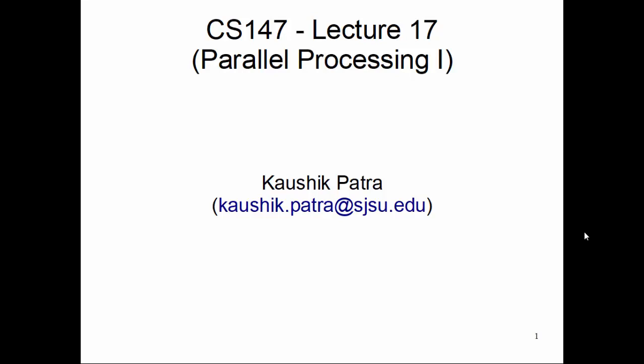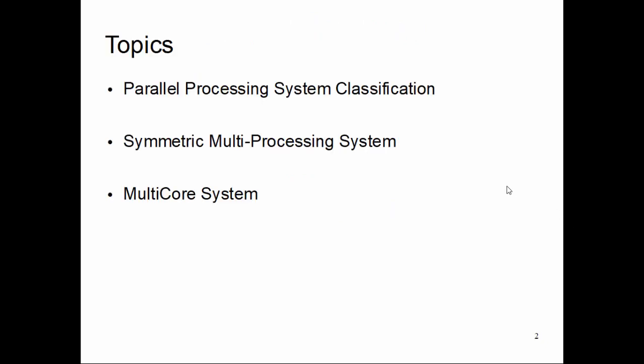This is lecture 17 of CS147 Computer Architecture Study. This lecture and next lecture will be talking about parallel processing systems, and we will review different classes of machines to facilitate parallel processing. Our topic for this lecture is, first, we start with the parallel processing system classification, and then we'll review two systems.